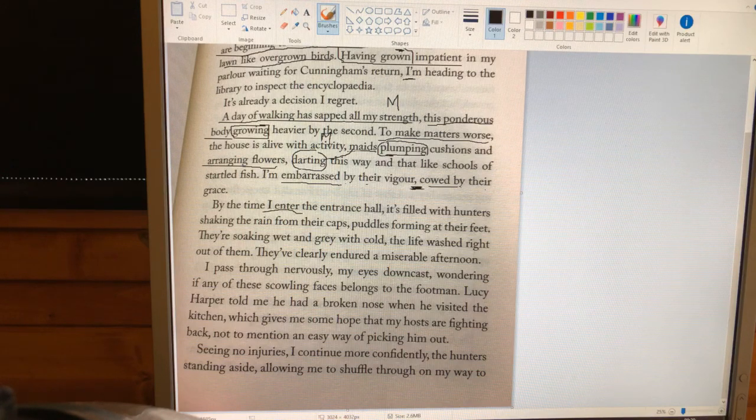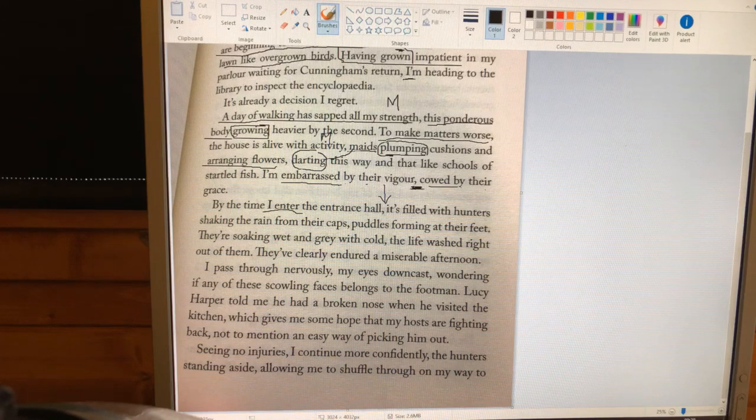This is a subordinate clause, and when subordinate clauses come first, before the main clause, you need to put that comma in. So this is sub comma main. So by the time I enter the entrance hall, comma, it's filled with hunters shaking the rain from their caps.